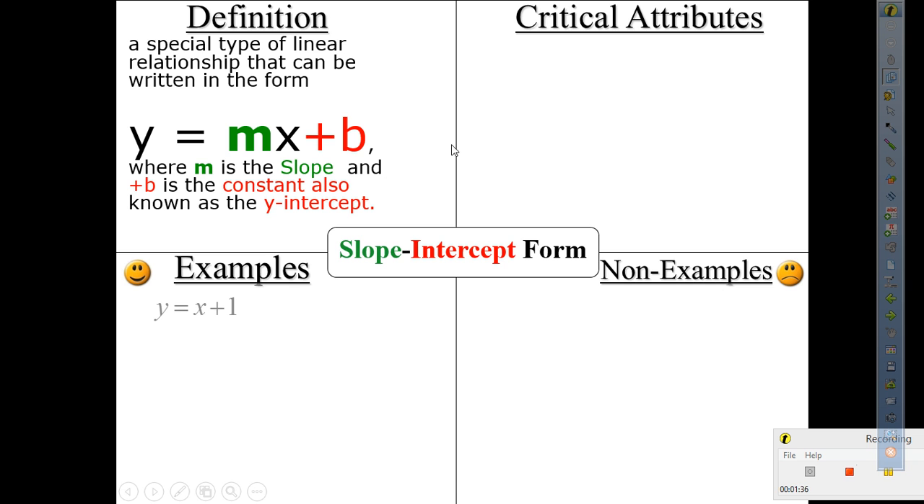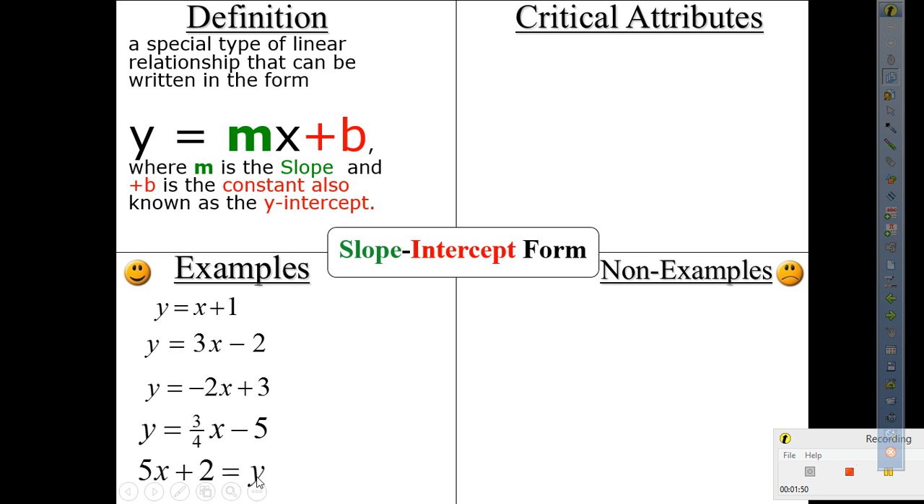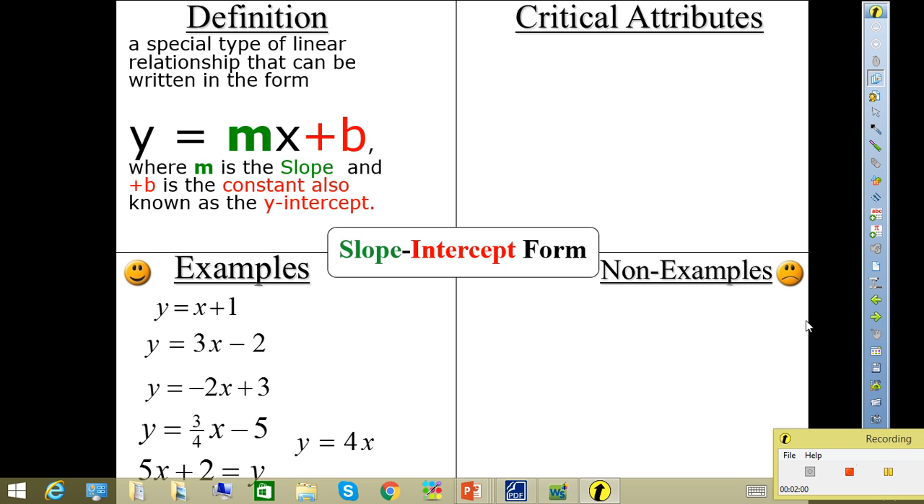Examples. Y equals x plus 1. Y equals 3x minus 2. Y equals negative 2x plus 3. Y equals 3/4 x minus 5. 5x plus 2 equals y. And y equals 4x. Copy those, and then I'll go over those with the definition. So, our slope-intercept form is y equals mx plus b. All these are in the form of slope-intercept form.